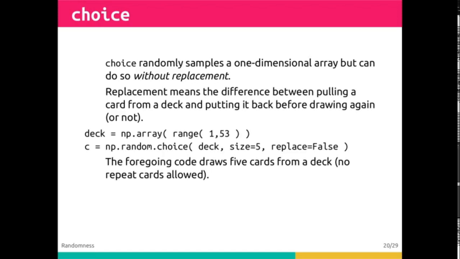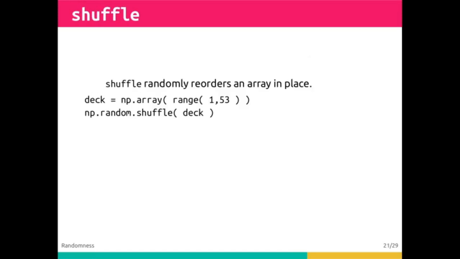This is desirable when we're doing things like drawing from a deck. If we're doing something like grabbing a random number from die rolls, then we don't want to replace it because die rolls can occur repeatedly.